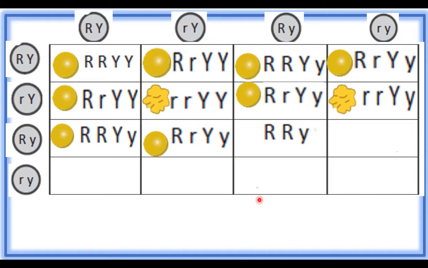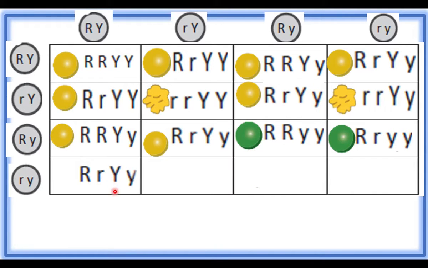So it is round green, a new character that is not seen in the parental plants. Next one, capital R, small y, small y green, capital R round. So this one also round green. Last row, capital R, capital Y, small y. So two dominant characters are there, so it should be round yellow.